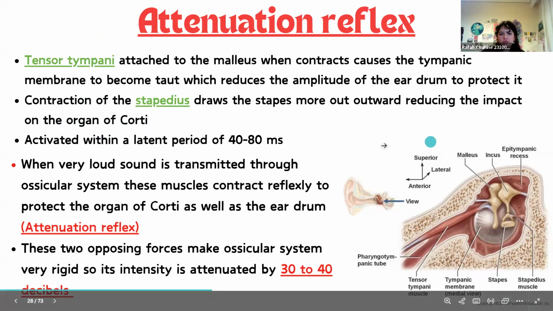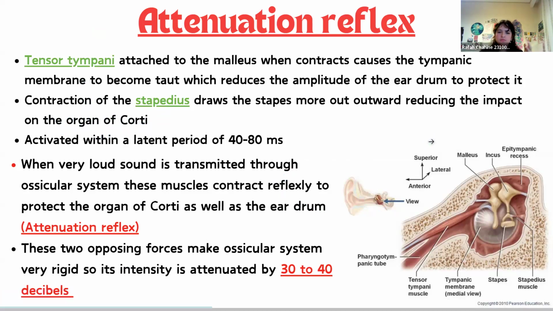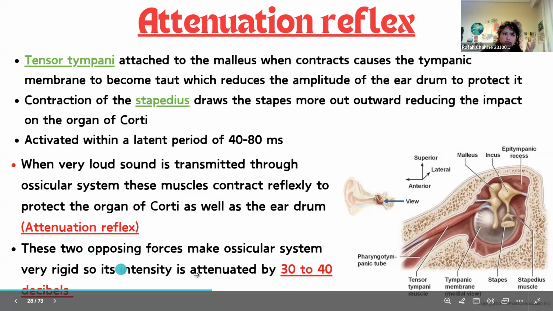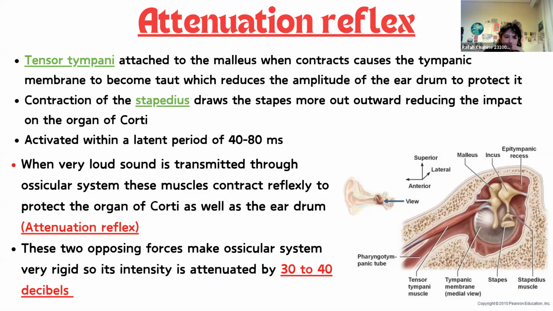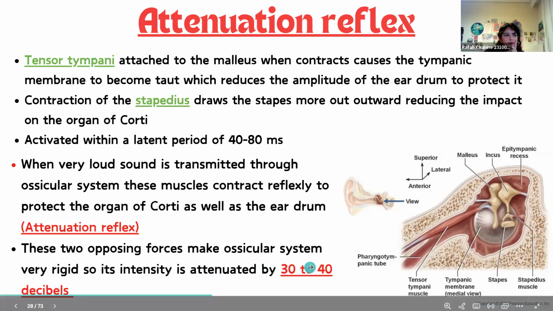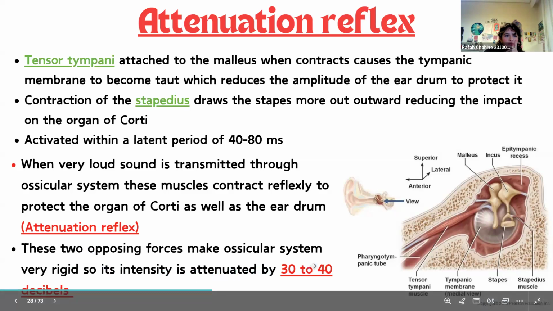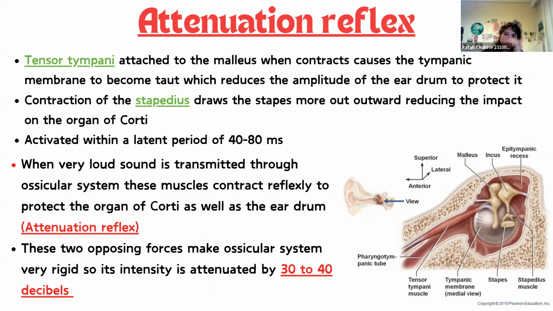So when we have a very loud sound that is transmitted through the ossicular system, these muscles are going to start to contract as a protective reflex, and that will attenuate the sound and lower it, okay? Now, these two opposing forces can make the ossicular system very rigid, so its intensity is attenuated by 30 to 40 decibels. Decibels basically refers to the loudness of the sound, right? And so when we perform this attenuation reflex and contract these muscles, we are reducing the loudness of the sound by 30 to 40 decibels.